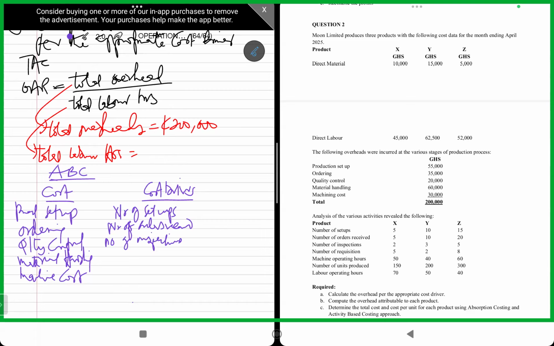So you see how easy we got the traditional absorption cost, and it's very easy. But most of the work is in the ABC. That one's a lot of work. Then we have material handling as well, number of requisitions. Number of requisitions means the number of times you order for material. In business, ordering is mostly the technical term like requisition. Then machine cost is machine operating hours.